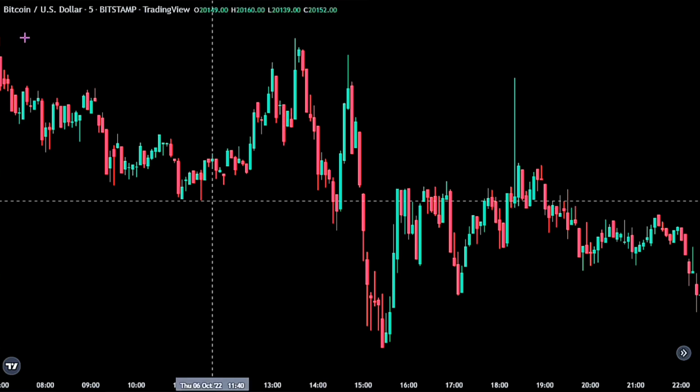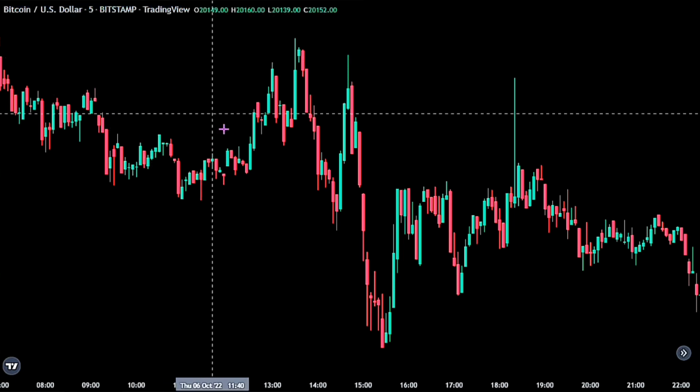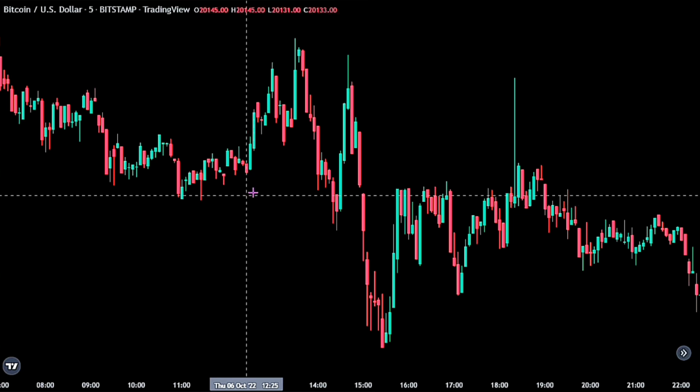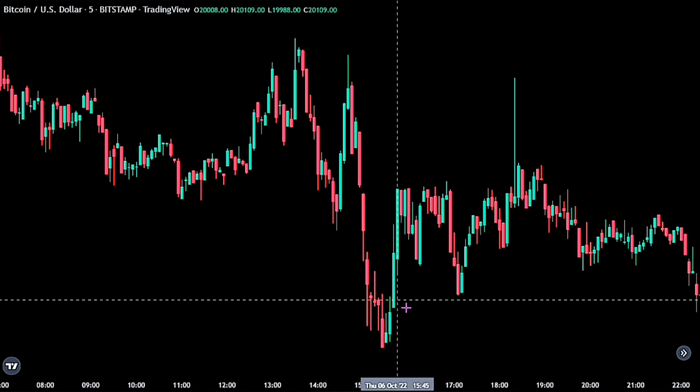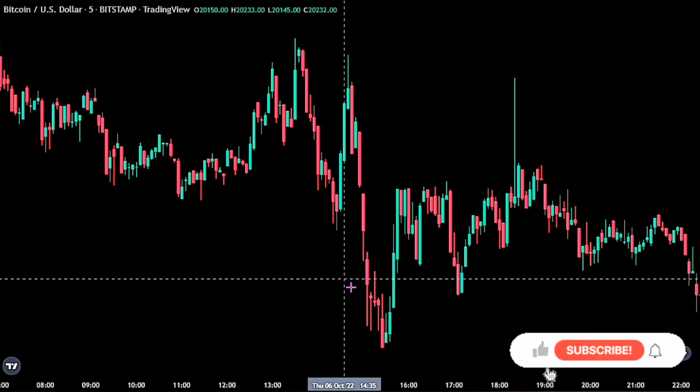For this strategy, we will be looking at the Bitcoin United States dollar, and we are on the 5-minute time frame. For this strategy, we will be using two indicators to identify the direction of the market. Let's go ahead and place the indicators on our chart.